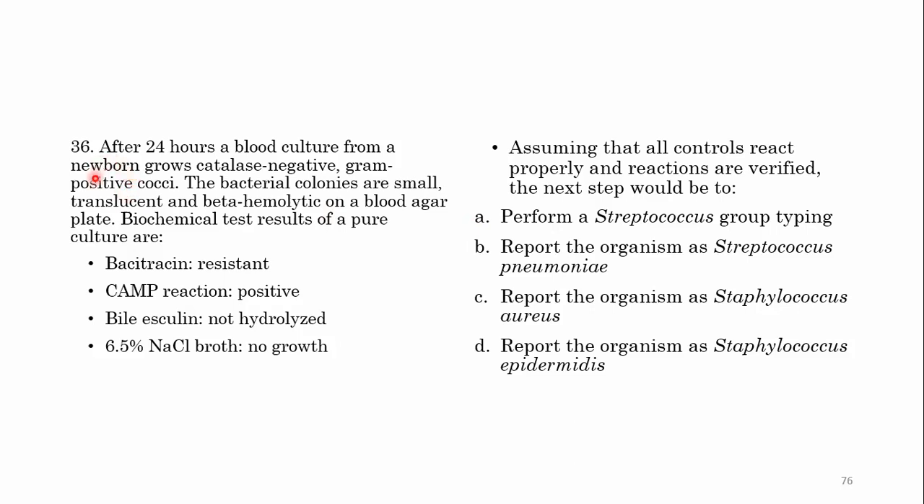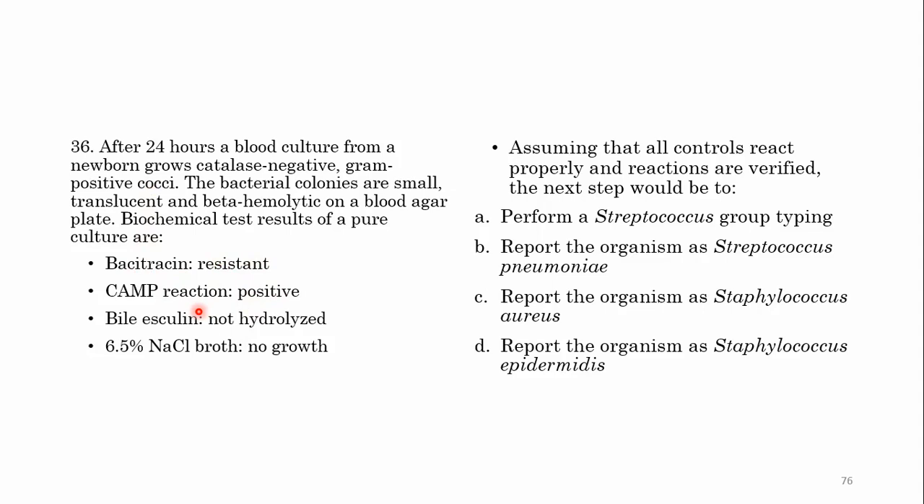Okay, so our patient is a newborn. Take note of the age of our patient. Catalase negative, gram-positive cocci. So most likely, what you identified is a Streptococcus. Bacitracin resistant, CAMP test positive. So most likely, what you identified is group B Streptococcus, which is Streptococcus agalactiae.